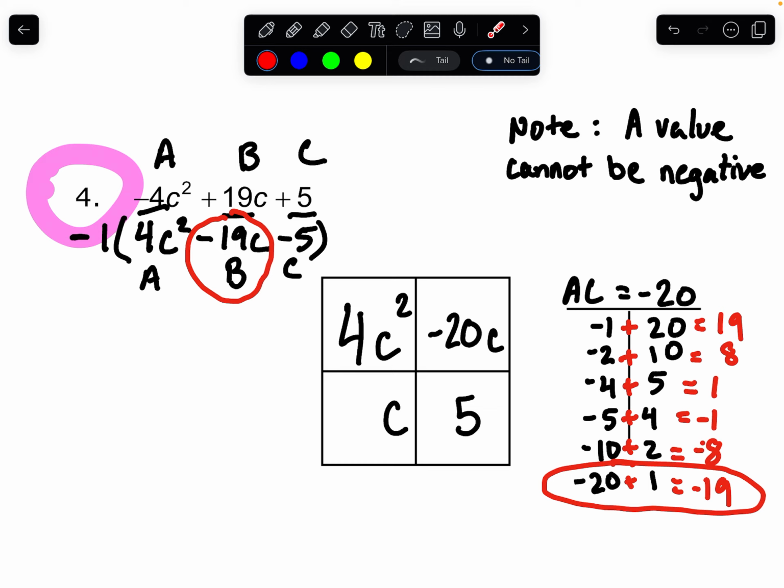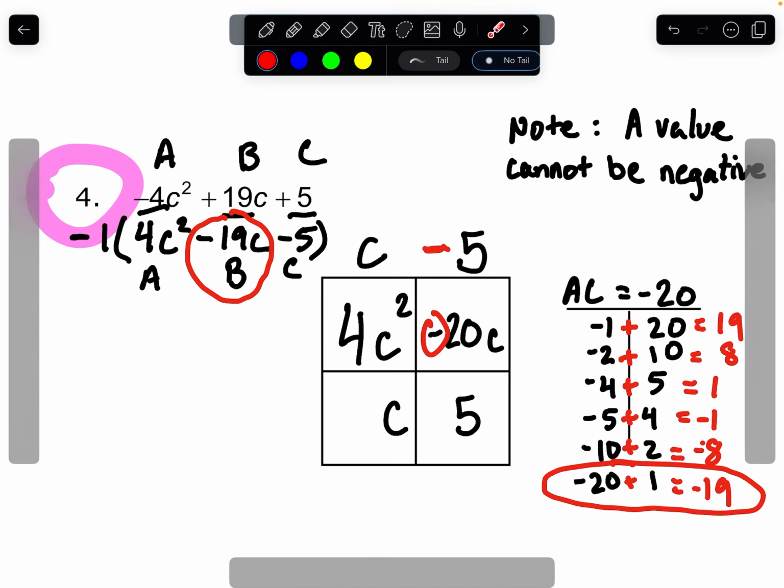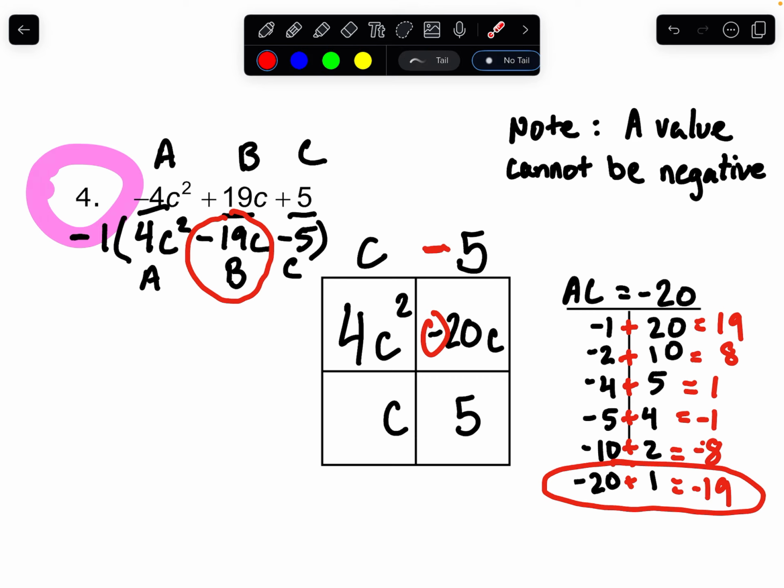I'm looking here, c squared and c have a common factor of c. Looking here, I see a negative right there on the outside. I circle it, I write it. And then 20 and 5 share a greatest common factor of 5. I look over here at 4 and 20, and I know that they have a greatest common factor of 4. I also see that c squared and c, so I have to pull out a c as well.